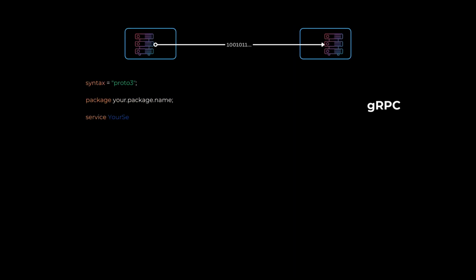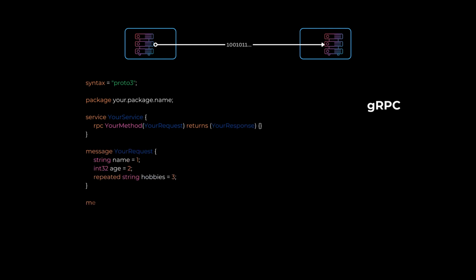Changing gears to gRPC, or Google Remote Procedure Call, a high-performance framework created by Google. It facilitates efficient service communication via binary payloads and protocol buffers, a language-agnostic serialization format. gRPC APIs are renowned for speed, efficiency, and support across multiple programming languages. They shine in microservices architectures and scenarios requiring rapid data transmission.